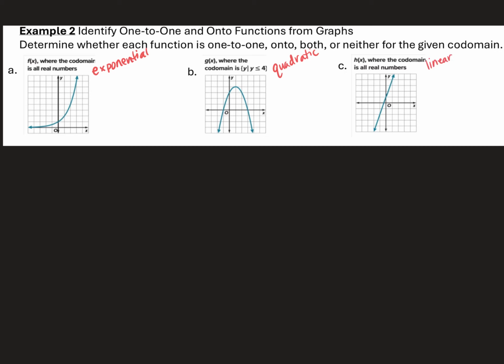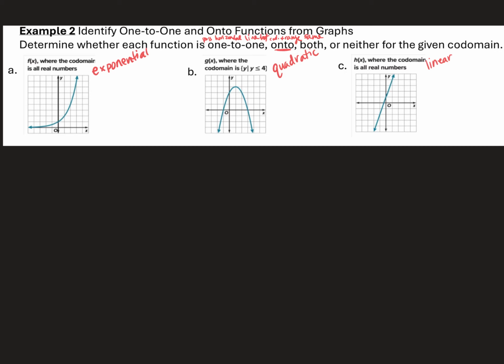Now we want to know if this is one-to-one, onto, both, or neither for the given codomain. So to be onto, I want to write that up here, onto, codomain and range have to be the same. One-to-one, it has to pass the horizontal line test. And then we know what both or neither means. So let's check this first.